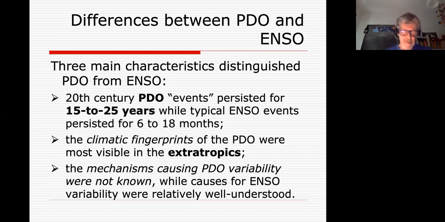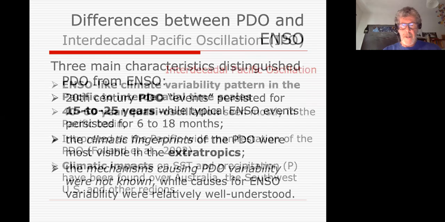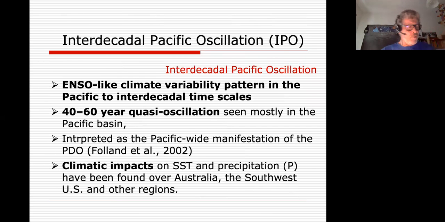And this is more an excuse than an explanation. The mechanisms causing PDO variability are not known, while the causes of ENSO variability are, as I tried to explain to you, relatively well understood. Not the full process is understood, but largely the ENSO phenomenon is understood in the models. So far, so good for what regards PDO.